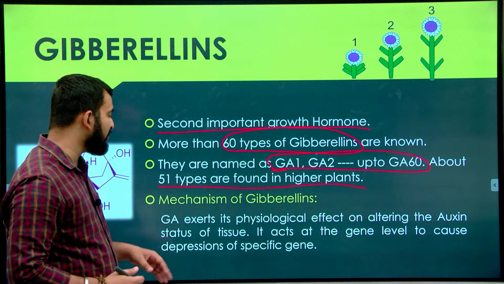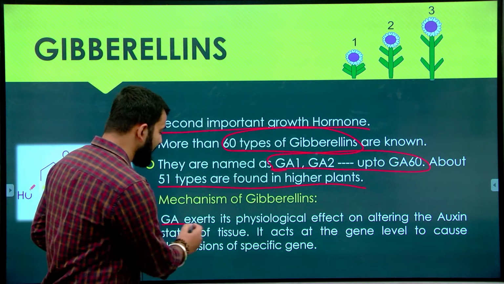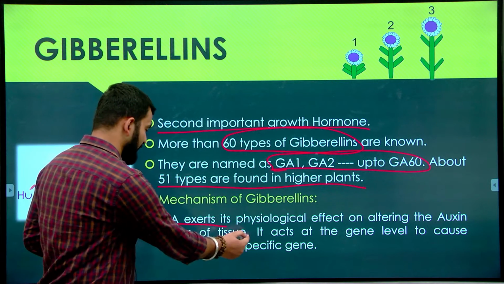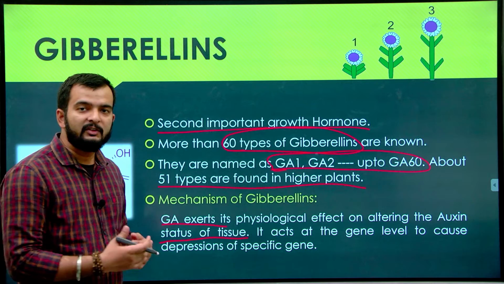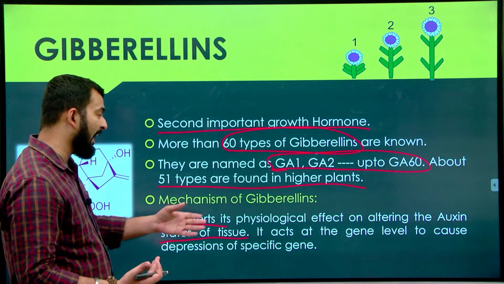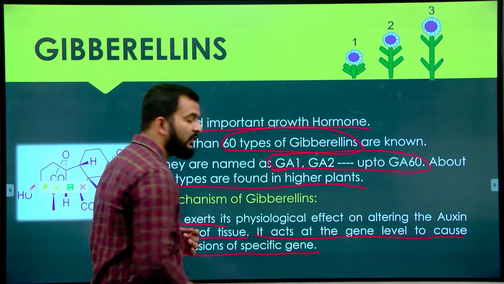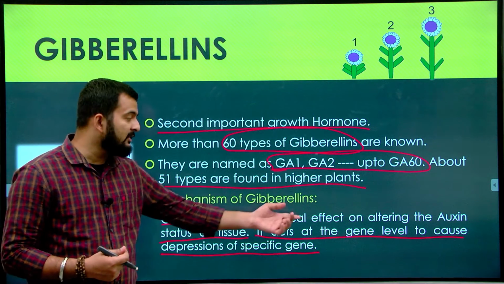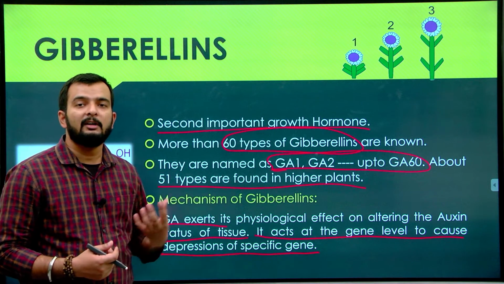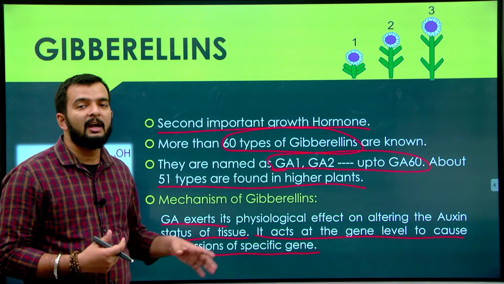So what is the function or mechanism of gibberellin? Gibberellin exerts its physiological effect by altering the auxin status of the tissue. Auxin is naturally produced by the plant. So it will alter the auxin status as it acts at the gene level to cause depression of a specific gene. It prevents or suppresses a specific gene, so if a particular gene is suppressed, it will not show its effect. So certain effects will be absent.